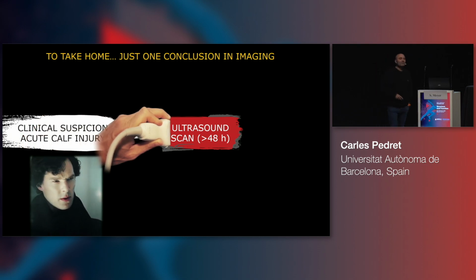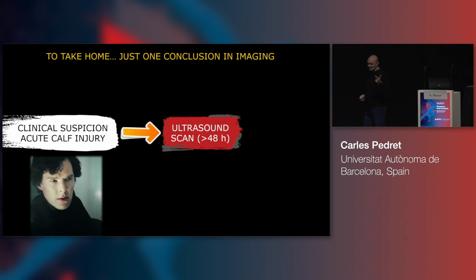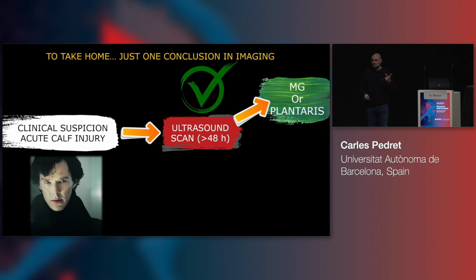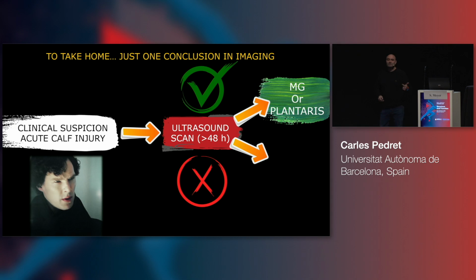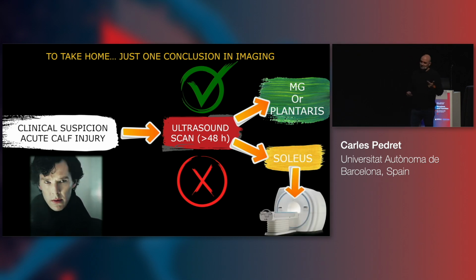Ultrasound scan around 48 hours to see if there is hematoma and bleeding, okay? If there is a medial gastrocnemius or a plantaris muscle injury, we will see that in ultrasound, no doubt, okay? If it's positive, it's because it's a medial gastroc or plantaris. If we have a suspicion of calf injury and the ultrasound is negative, we don't see anything, and that happens quite normally, we need to think about a soleus injury, and then we need to go now, yes, to the MRI scan. Thank you.